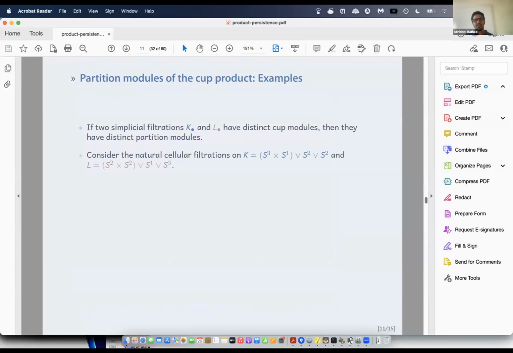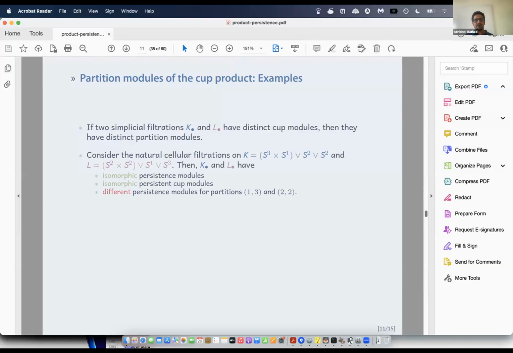Take a complex K, which is given by the product of S3 and S1, wedge S2, wedge S2. And a second complex is given by S2 product S2, wedge S1, wedge S3. If you take the natural cellular filtrations on these complexes, then these have isomorphic persistence modules and isomorphic persistent cup modules, but they have different partition modules for the partitions 1, 3 and 2, 2 of the integer 4. So now we know that the partition invariant is stronger.